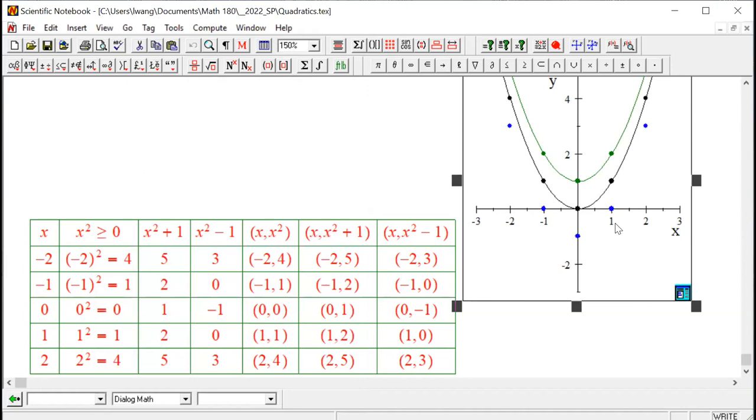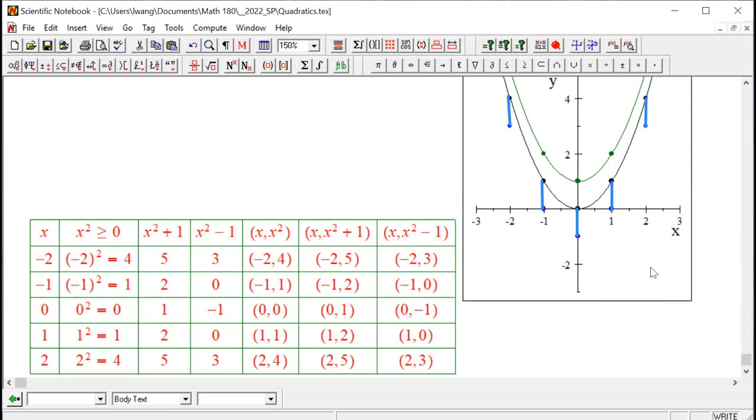Look at those blue dots. The blue dots are a consequence of shifting x squared. We have a -1, so subtract 1, so shift it down vertically. And this is, of course, for every point.